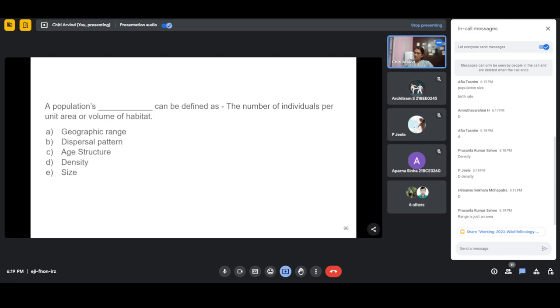Okay. Prashanta, would you like to elaborate on anything more? You are on the right track.